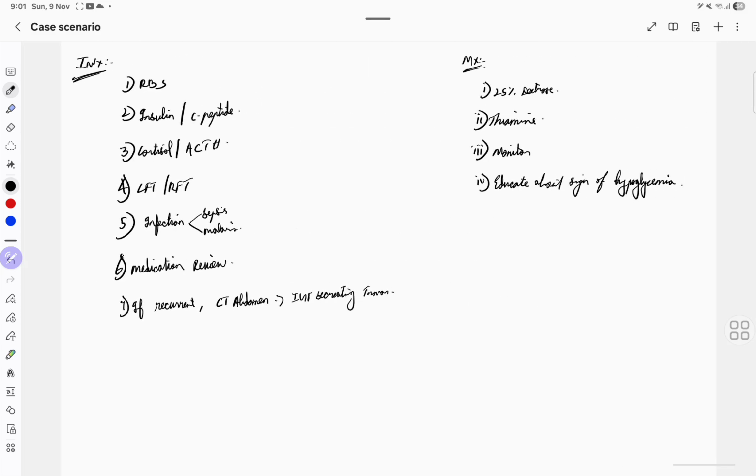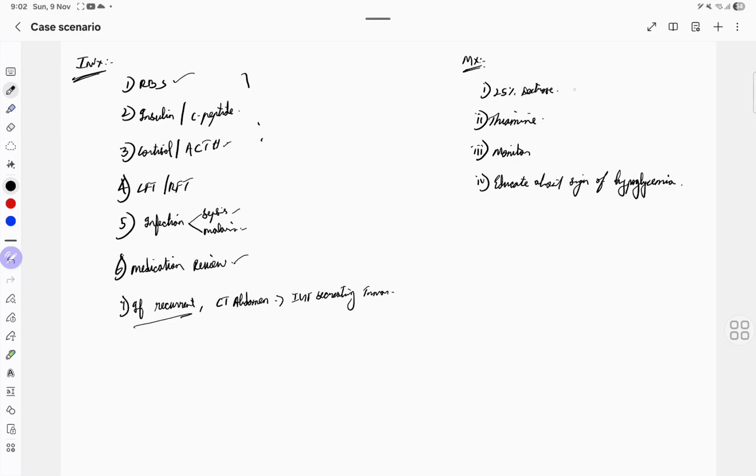Once stabilized, here is the workup to look for the causes. You have to send RBS, insulin and C-peptide, random cortisol and ACTH with the stimulation of ACTH, LFT, RFT. Rule out infection by sending CBC, CRP, peripheral smear for malarial parasite. Review the medication, and finally, if the hypoglycemia is recurrent, go for CT abdomen to look for insulin-like growth factor secreting tumors.